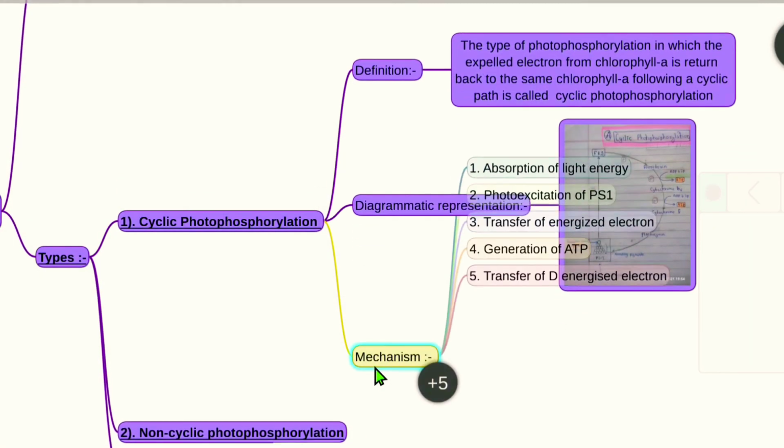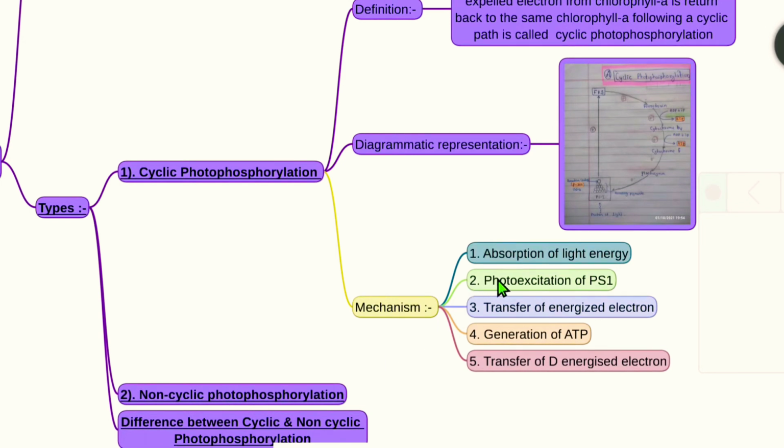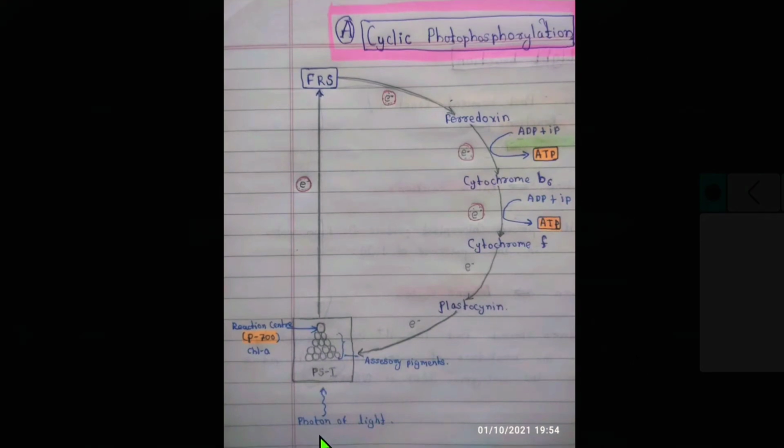Here we see the mechanism, in 5 steps. The first is absorption of light energy, the second is photoexcitation of PS1, the third is transfer of energized electron, the fourth is generation of ATP, and the fifth is transfer of de-energized electron. The first step is absorption of light energy. In the second step, photoexcitation takes place and the electron is energized. The third is transfer of the energized electron, first towards FRS, then onward, and the fourth step is generation of ATP.